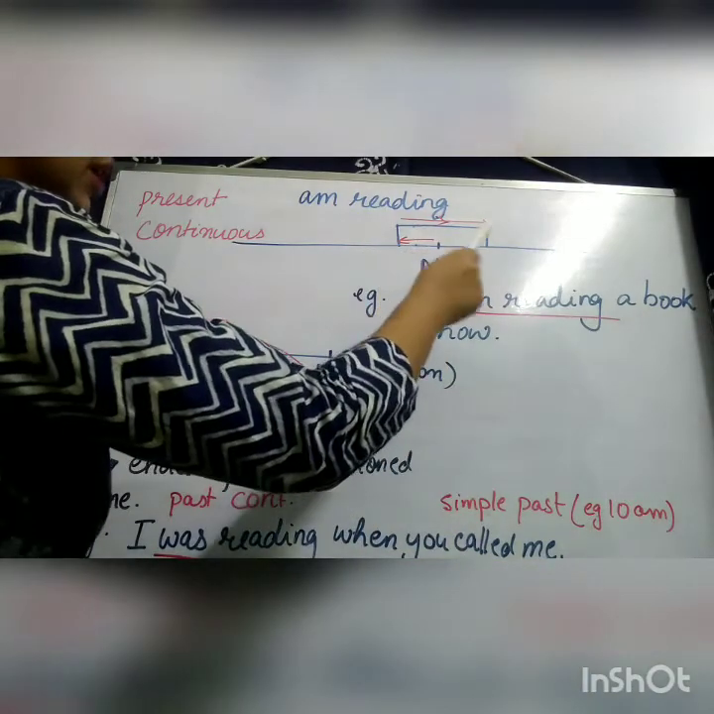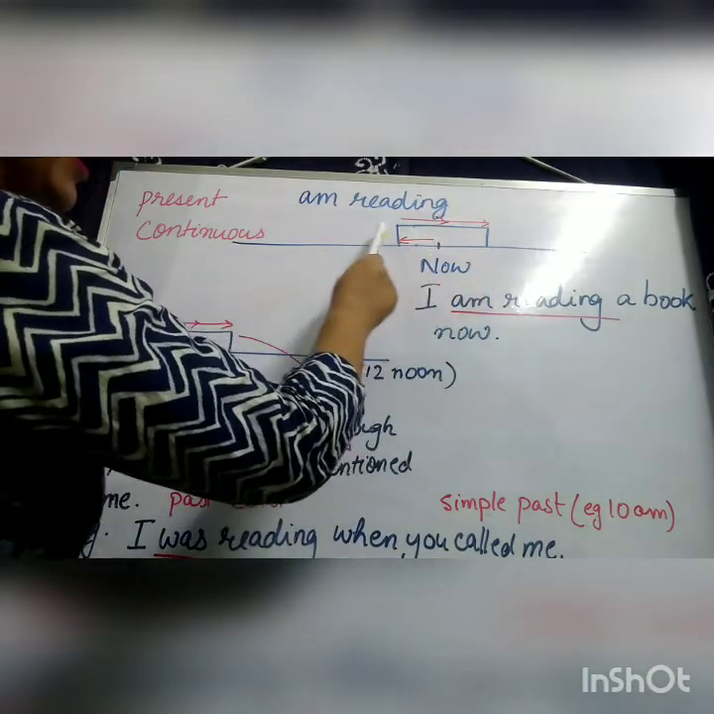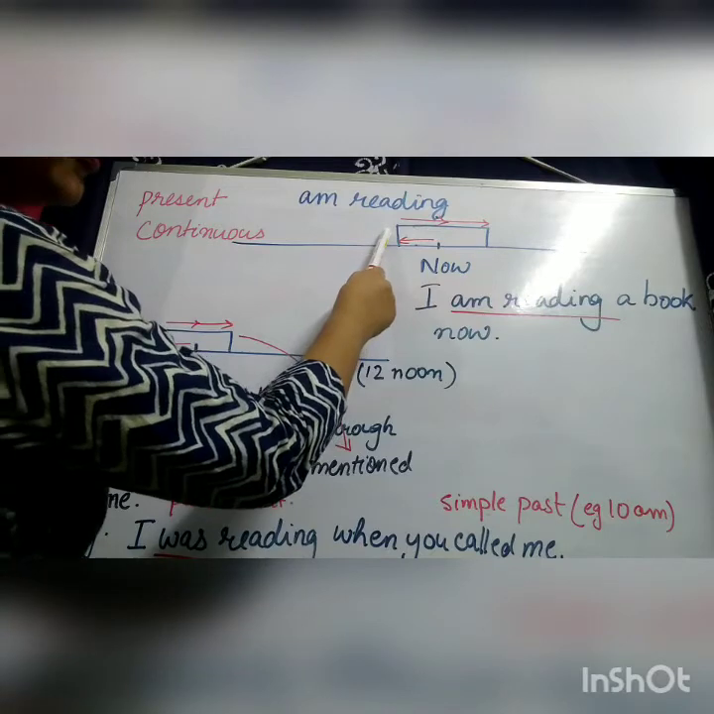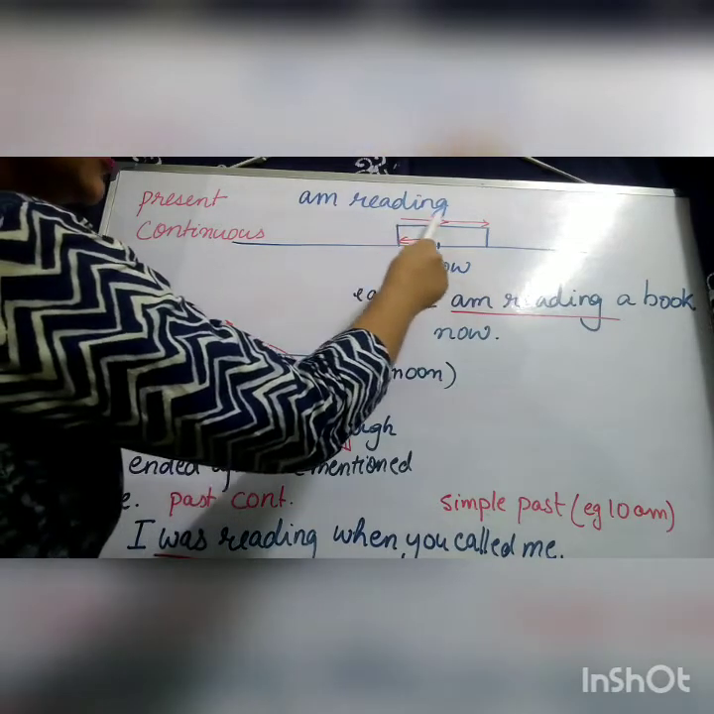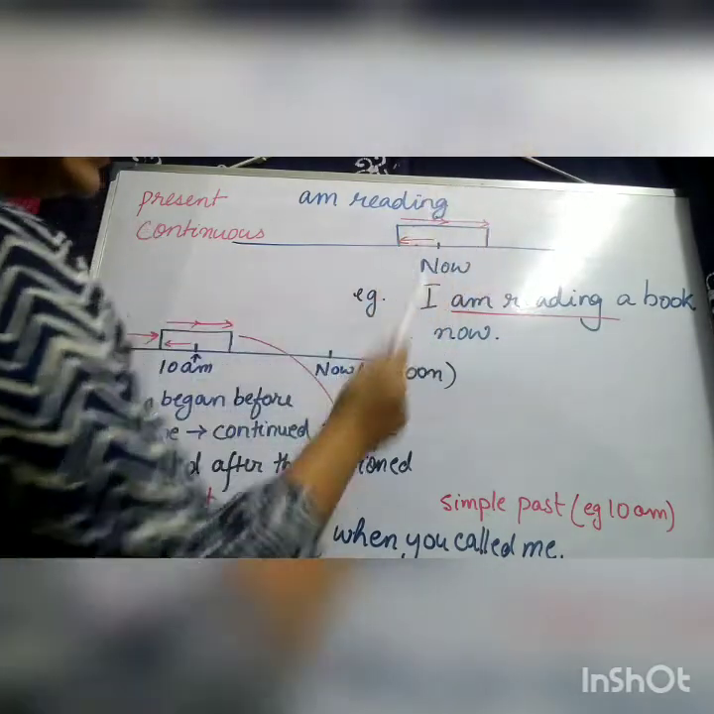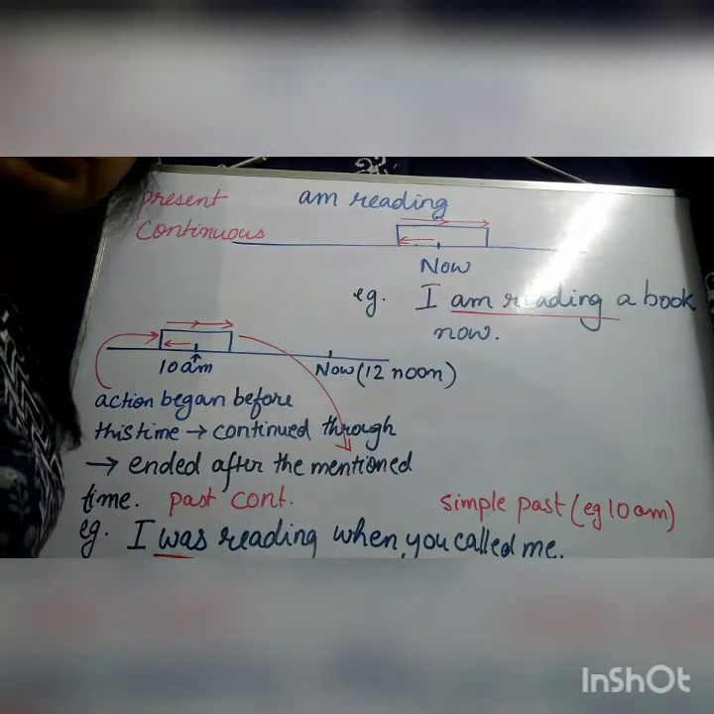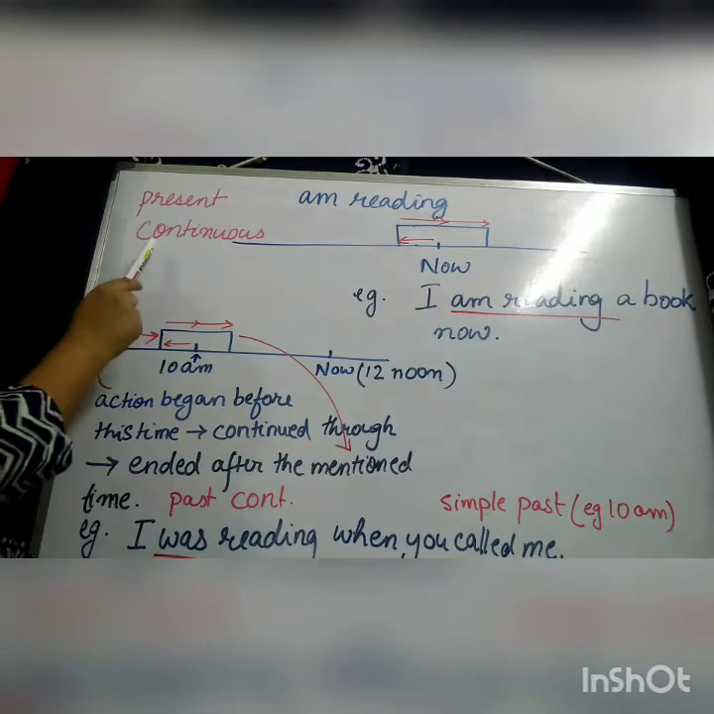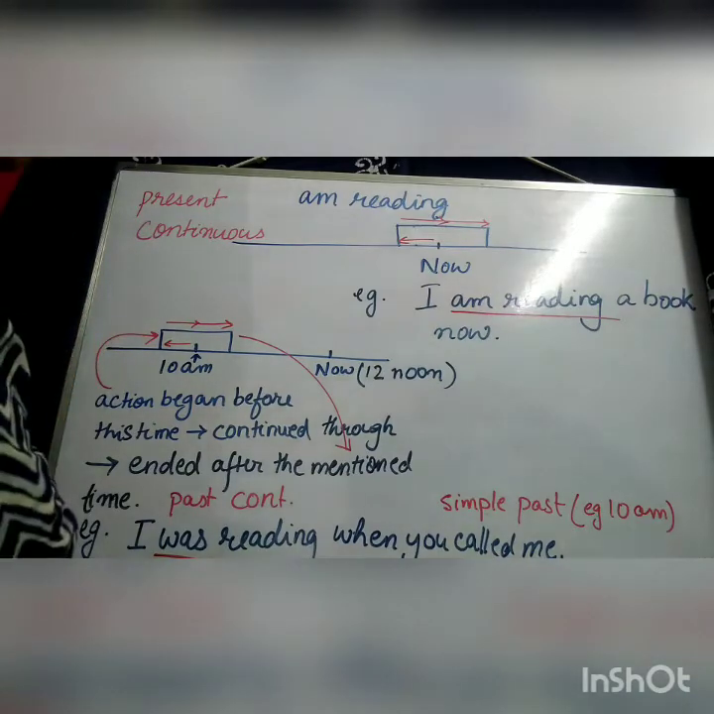So again, I'm repeating, the action started sometime before the present moment. It continued through all this time, still going on, and will end sometime after the present moment. This is called present continuous.